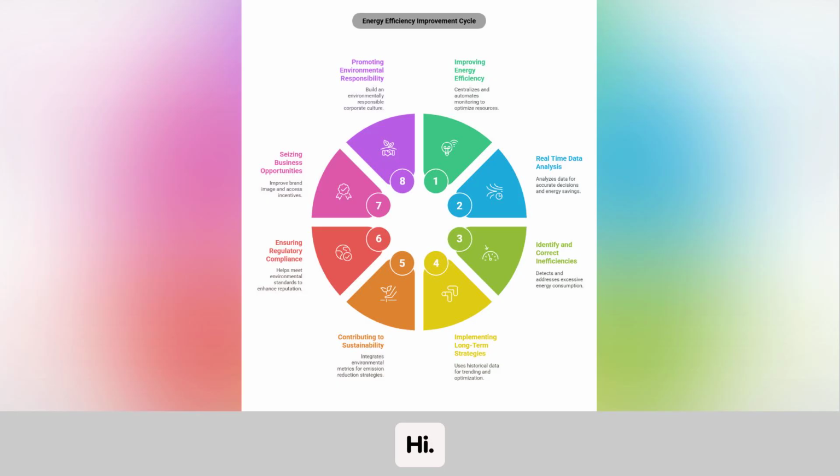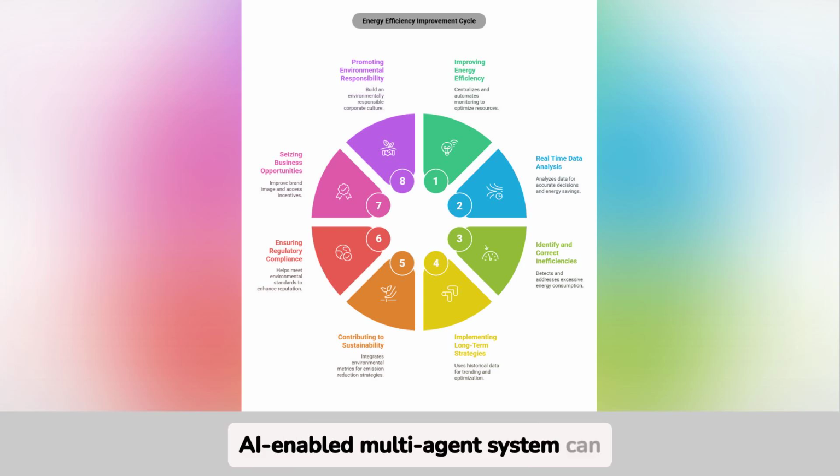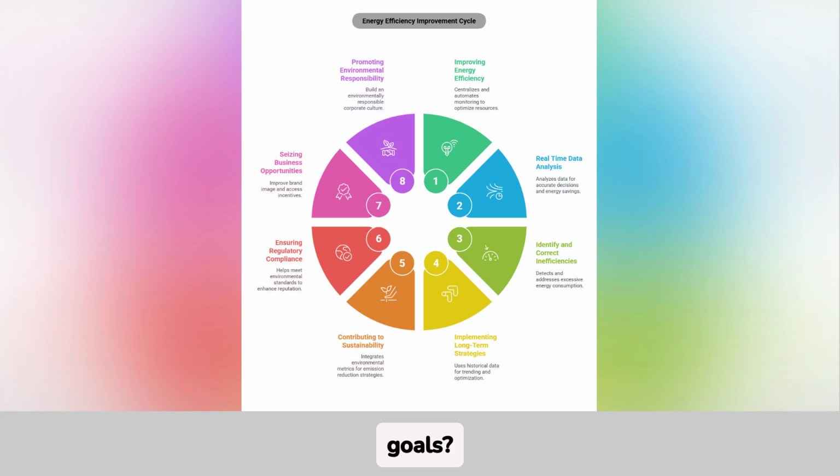Hi. Today, I want to talk to you about the impact your AI-enabled multi-agent system can have on the company's sustainability and energy efficiency. We are interested in understanding how this technology can align with our environmental footprint reduction and resource optimization strategy. How does this solution tie into our sustainability goals?